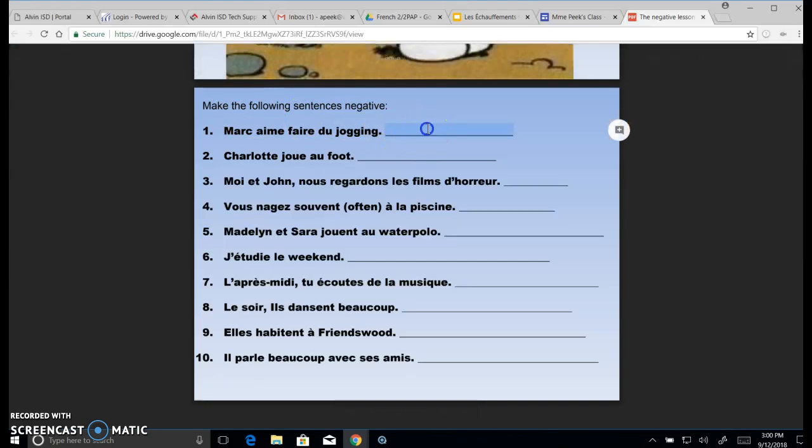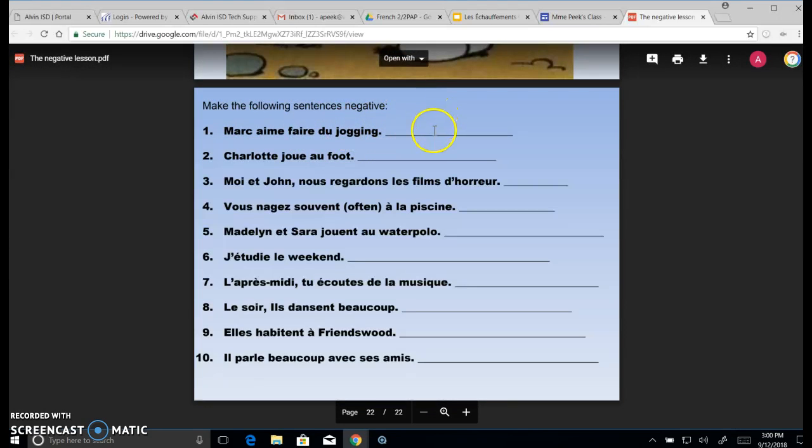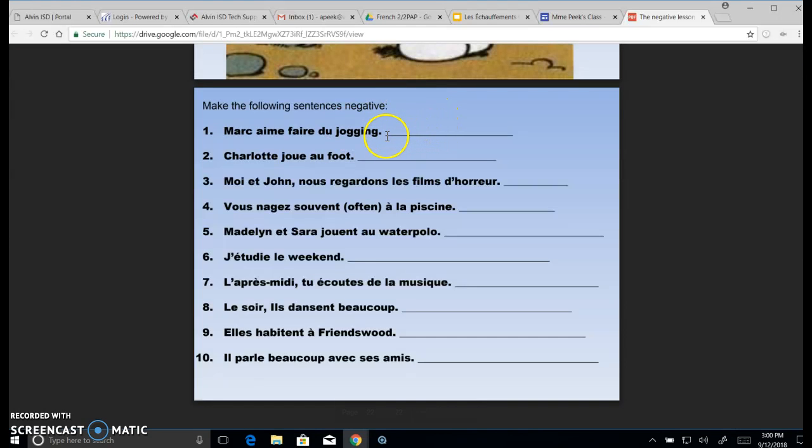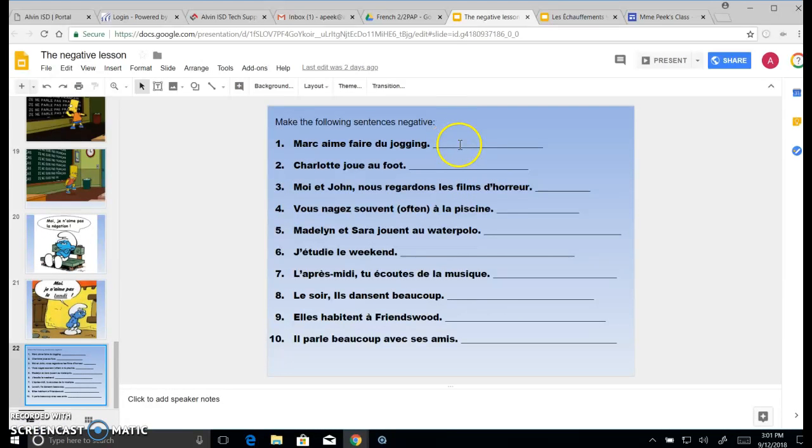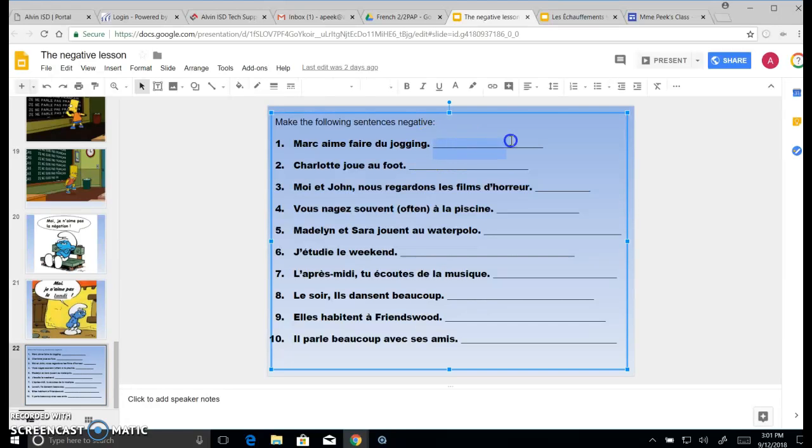So if I wanted to make Marc aime faire du jogging, which means Mark likes to jog, I want to say Mark does not like to jog. So I would write Marc n'aime pas faire du jogging. So I changed the slide projections so I could actually type. So I want to show you how it would look. So we want to make it negative. We copy Marc, and then we take the n apostrophe and put it before the verb. There's aime, and then we have pas.